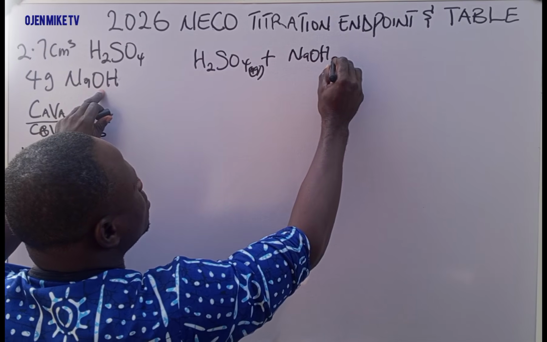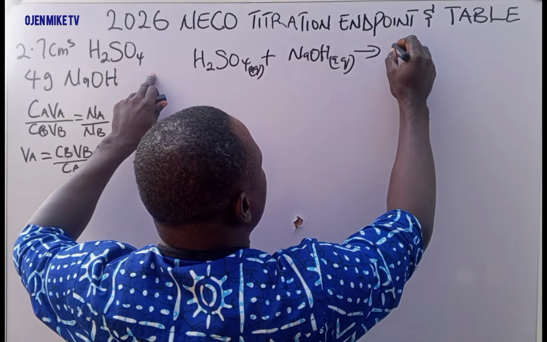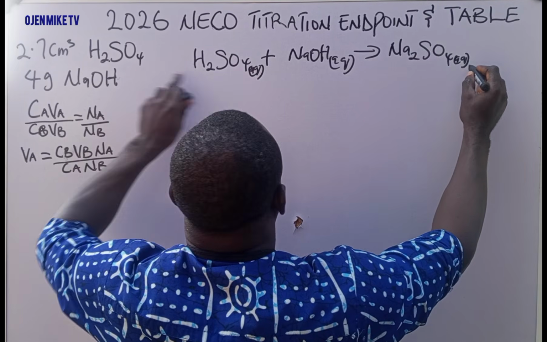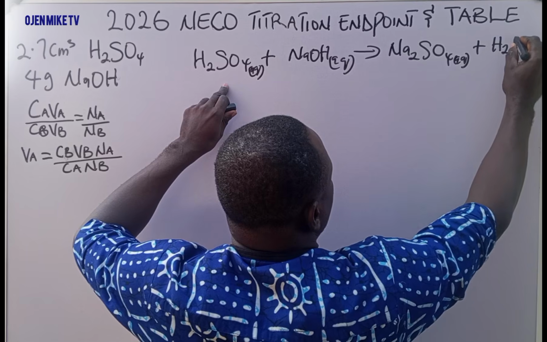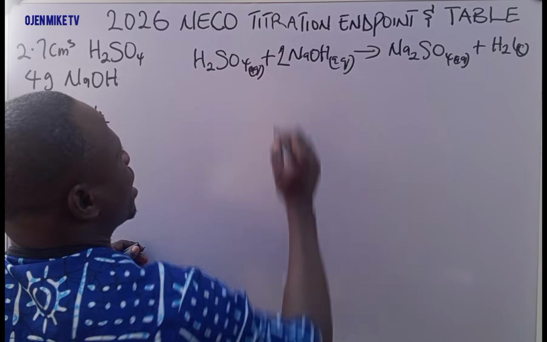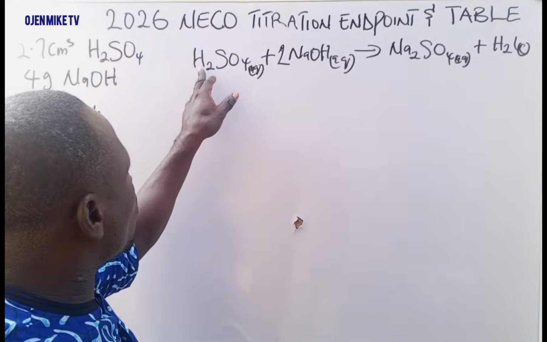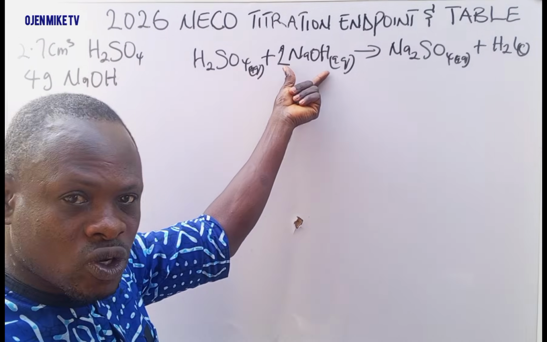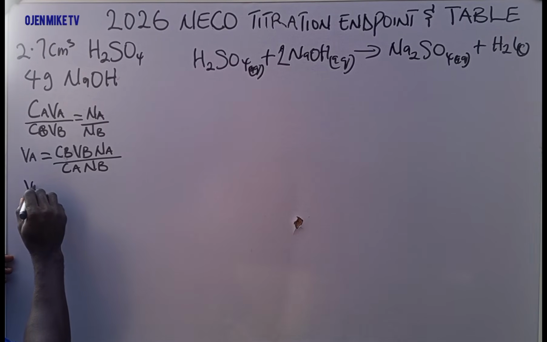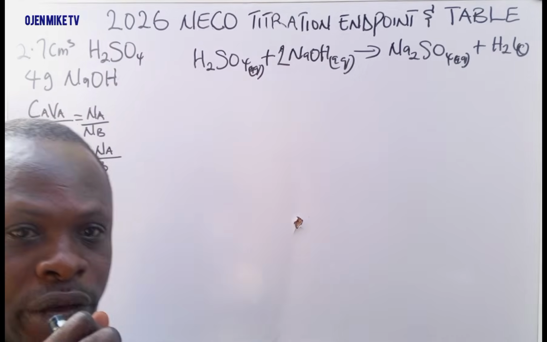Sodium hydroxide to produce a salt, a normal salt, Na2SO4, plus water. This is the equation of the reaction, balanced here. Do you get that? So the mole ratio of acid to base is 1 is to 2. Now going back here, we have our VB. VB is equal to 25. I told you that this 25 is what you have in your pipette.